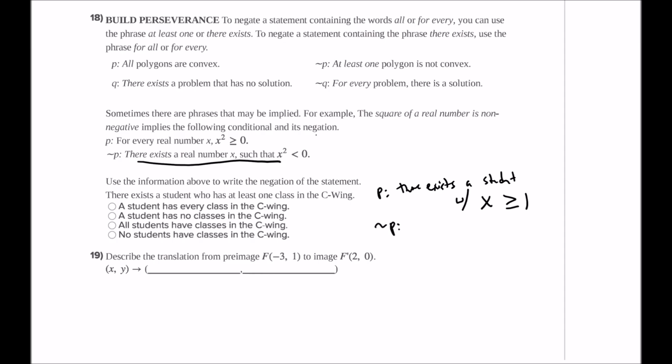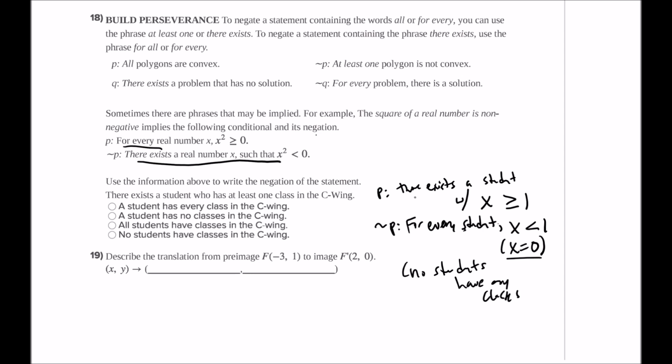Then if you want to negate that, you would have to use for every student. So for every student, x has to be the opposite. The opposite of greater than or equal to 1 is that it's less than 1, or in other words, x is equal to 0, right? So for every student, there are no classes. In other words, no students have any classes in C-Wing, okay? So all students have 0 classes.